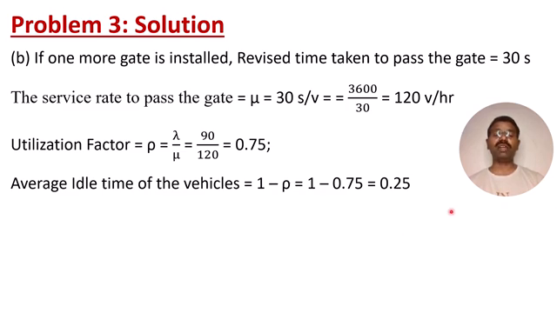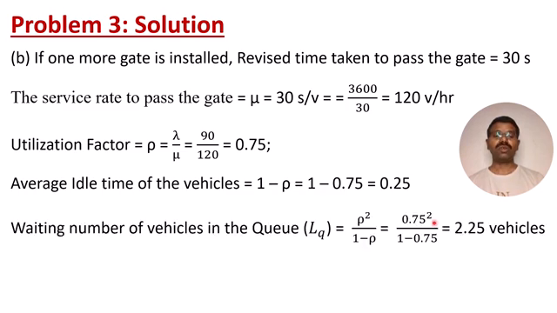And let us also calculate how many vehicles will be waiting if we install one more gate. Then the number of vehicles waiting in the queue, LQ, with the revised utilization factor, is equal to 0.75 by 1 minus 0.75, that is equal to 2.25 vehicles. That means the number of vehicles waiting in the queue is less than 5. It is only 2.25, so that is very less. So because of this queue length also, we can't accept that one more gate is necessary to install.